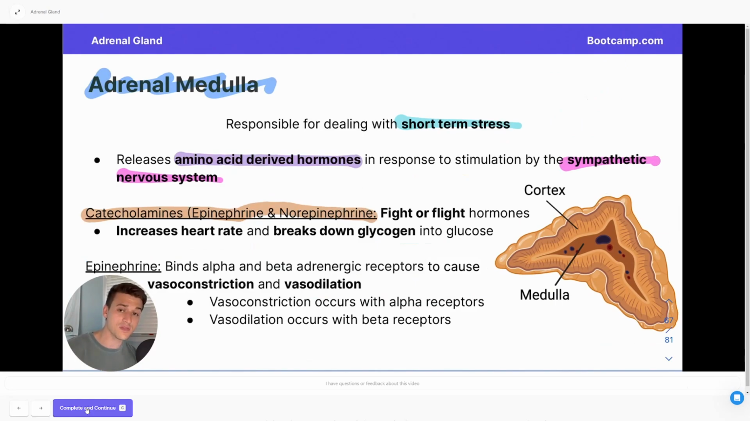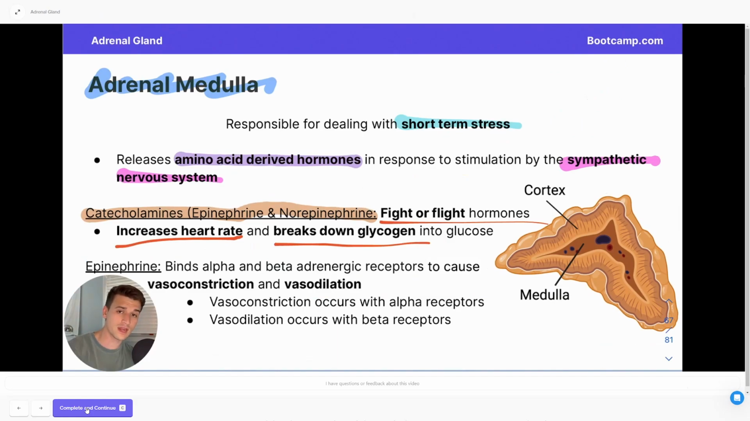Catecholamines can be thought of as your fight or flight hormones. And as we mentioned, the effects of these catecholamines are going to be things associated with aiding this fight or flight response. Things like increasing your heart rate, getting more oxygen up to your brain and to your muscles. Another example would include the breakdown of glycogen, freeing up a bunch of glucose and giving your body more resources to break down for energy in this quick, instant, stressful scenario.